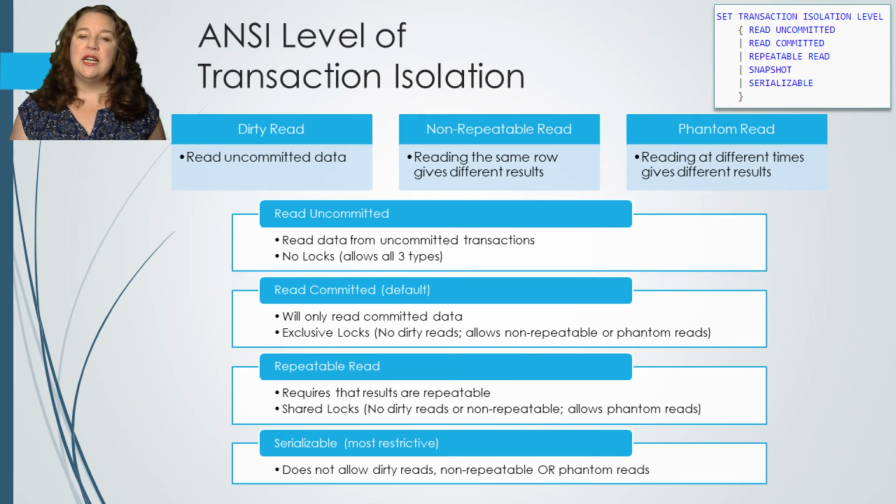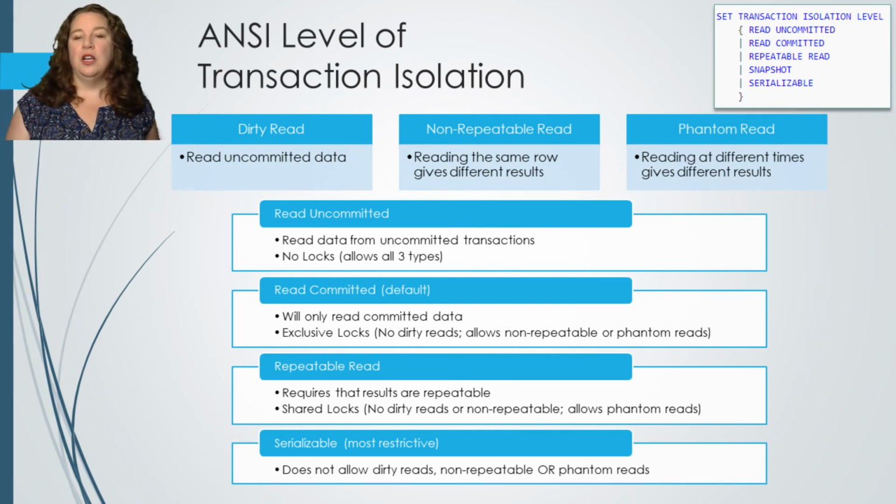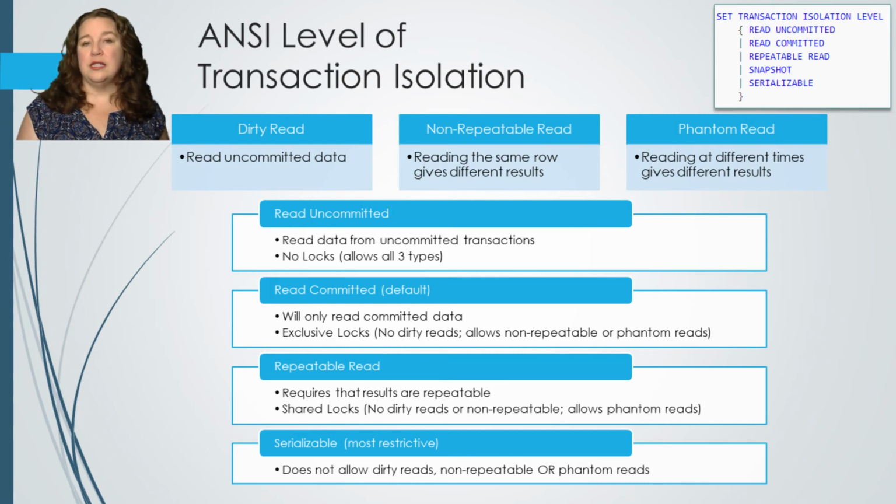You can also set it up with a repeatable read, which requires that all the results are repeatable. So we cannot have our dirty reads or our non-repeatables, but we still can allow phantom reads. This is where we do our shared locks. So this is where you allow there to be locks, but they're that read-only lock so that you can read things that just haven't finished yet and they might not be the same result, that phantom read, but at least they're not just randomly different results and it's not dirty reads.